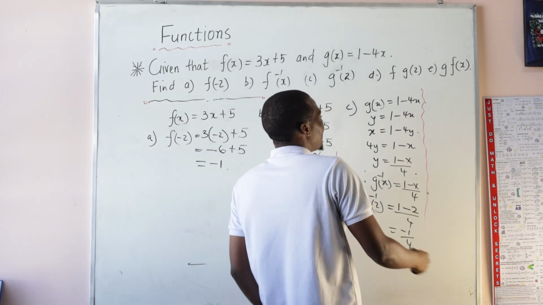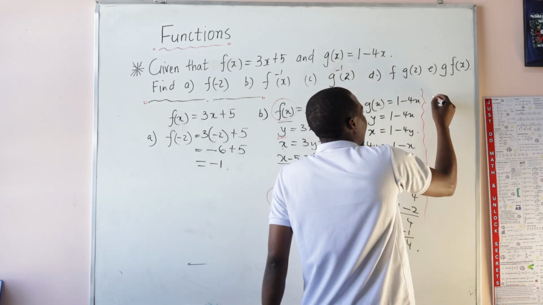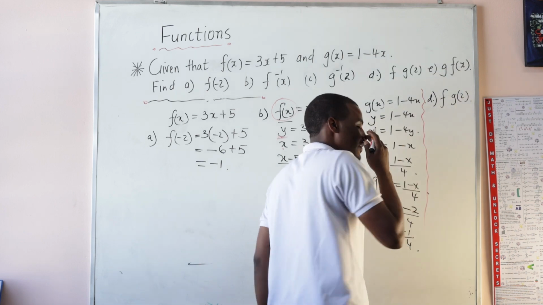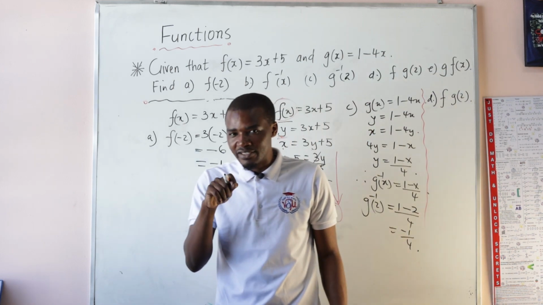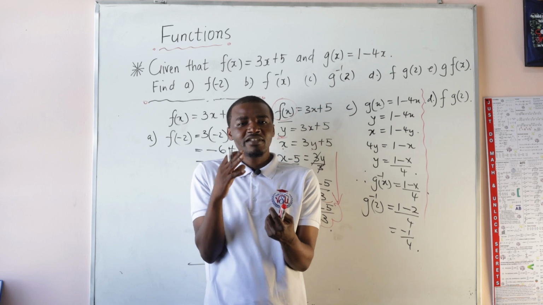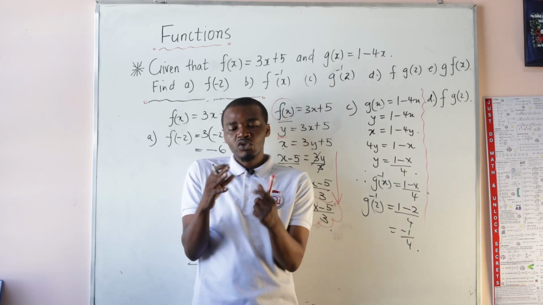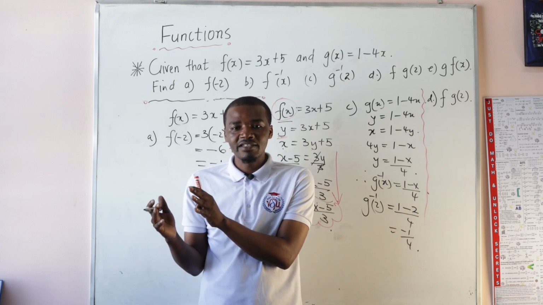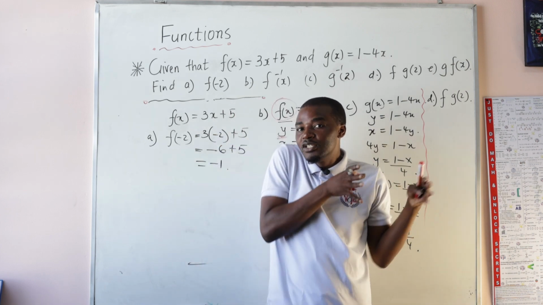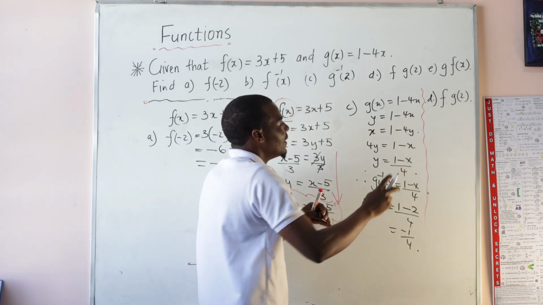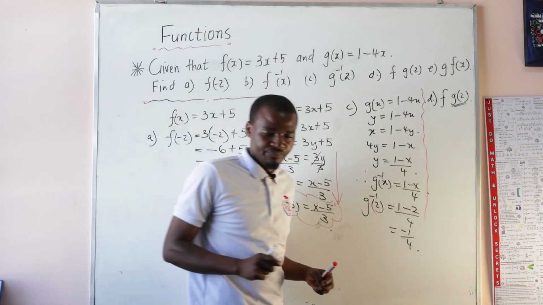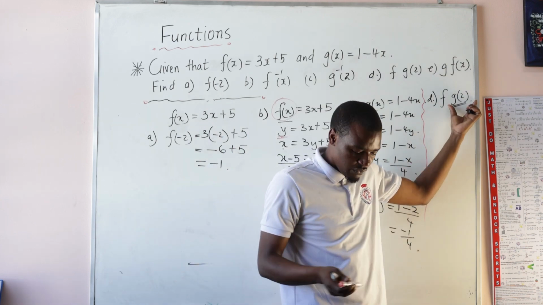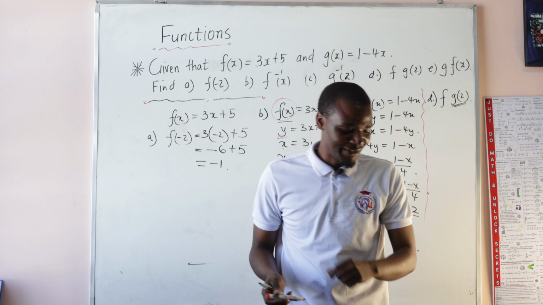Part D is written f of g of 2. This is quite crazy. We call these composite functions. What is a composite function? A composite function is a function of a function. So it's like we are taking the result of another function, and that result then acts as the input value into another function. Like in this case, we need to know who exactly is g of 2. Once we have g of 2, we can take the result of g of 2 and feed it into the function f of x.